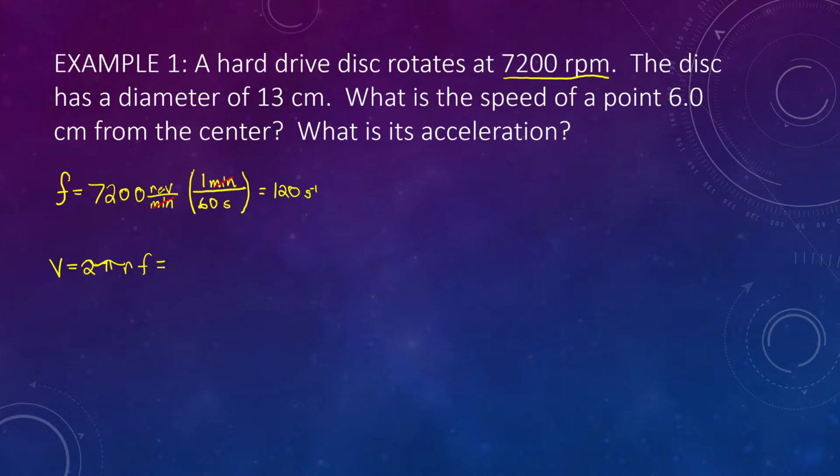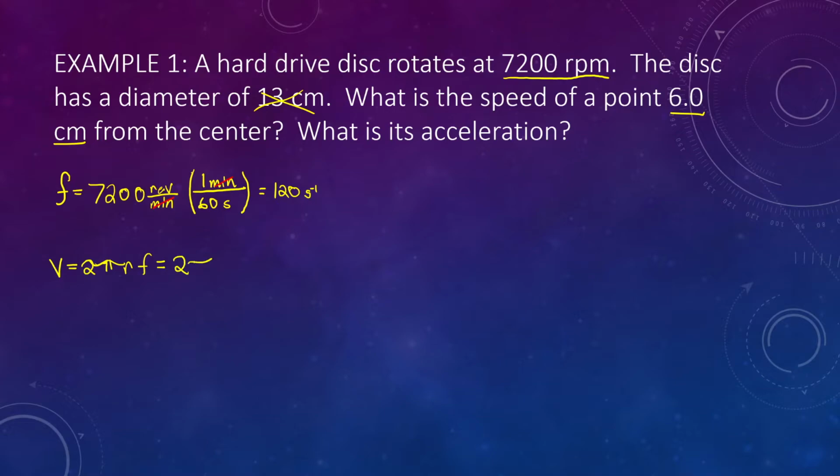Now, be very careful. This problem purposely tries to trick you by giving you two distance values. You're given the diameter of the entire disk, and you're given the distance to the point it asks about. Which means one of these is irrelevant. And in this case, the 13 centimeters is useless to us. It's asking specifically about a point 6 centimeters away from the center. So we need to make sure we apply that distance.